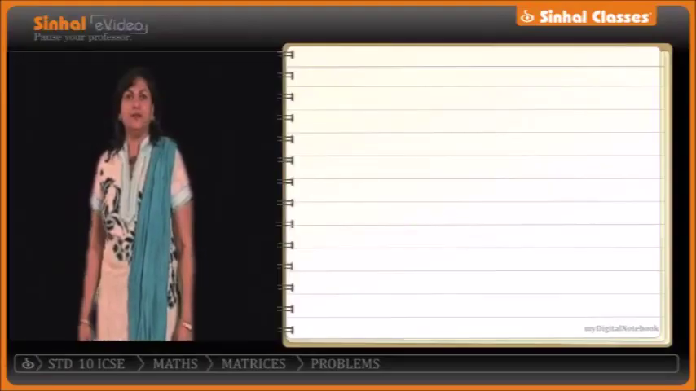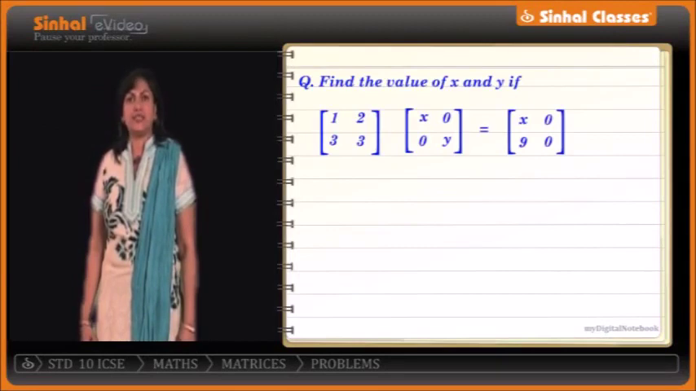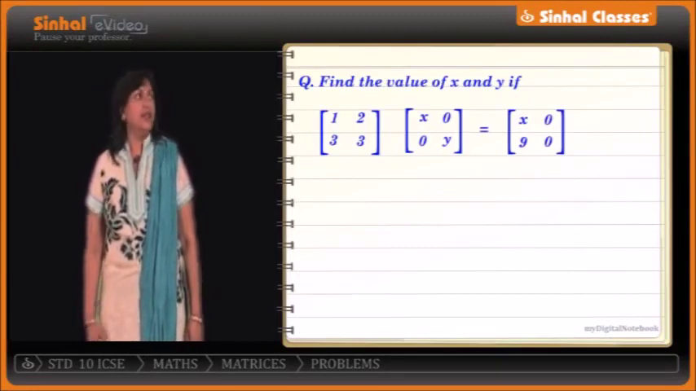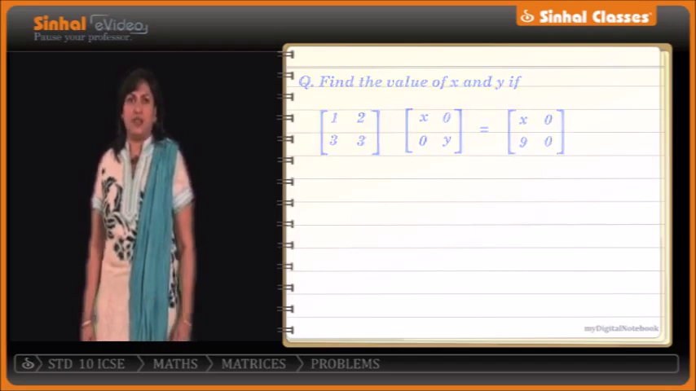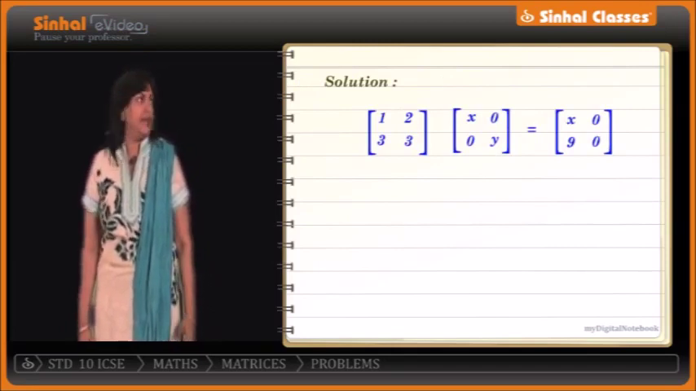Now to the next problem. Here we are asked to find the value of x and y given the product of two matrices is equal to a new matrix. Now to solve this, we will first multiply the two matrices on the left side.